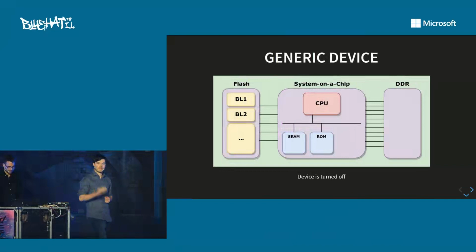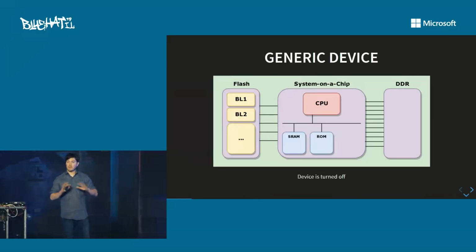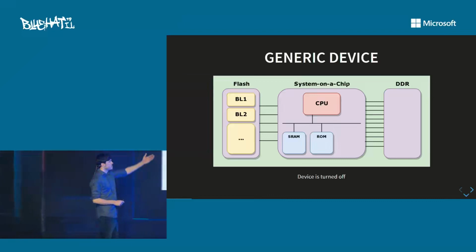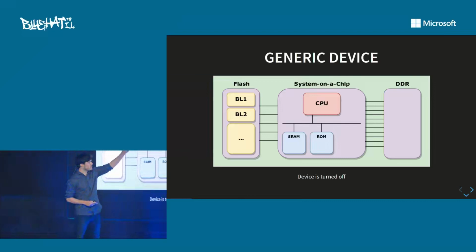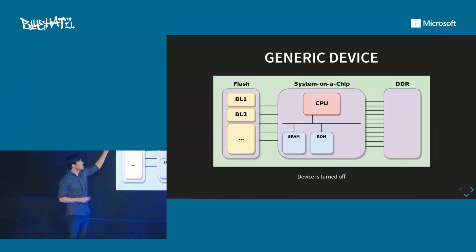Okay, so let's imagine a system, an embedded system without secure boot. So basically there's a system on a chip inside one package. It has a processor, it has some memory, it has some code, and attached to this package is a piece of flash memory containing some code, and there's a DDR chip.